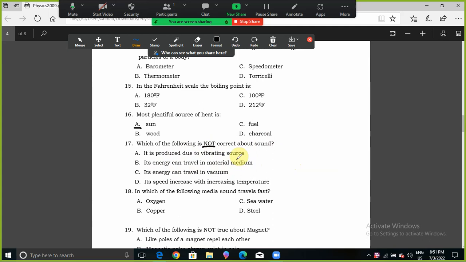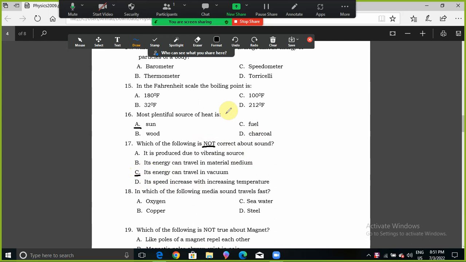Yes, it's increasing with sound increasing. So that means the answer which is not correct about sound is C, right? Okay, now in question number 18 it says, in which of the following media sound travels fast?